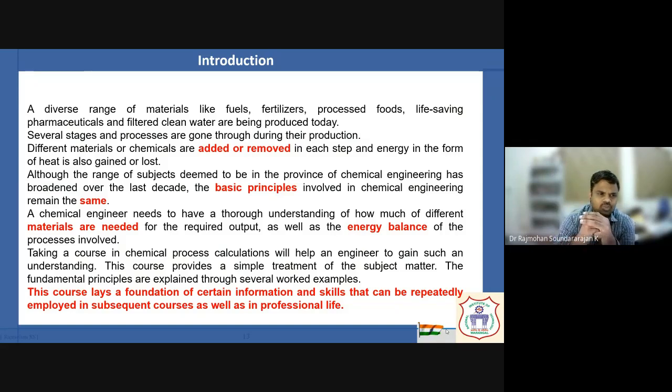Although the range of subjects deemed to be in the province of chemical engineering has broadened over these decades, the basic principles involved in chemical engineering remain the same. That is the way we approach it. Once we have the skill set, for example, if we want to become a cricket player, what to do? First, you should know what is batting, what is fielding, what is bowling, what is wicket keeping, all the rules of the game.